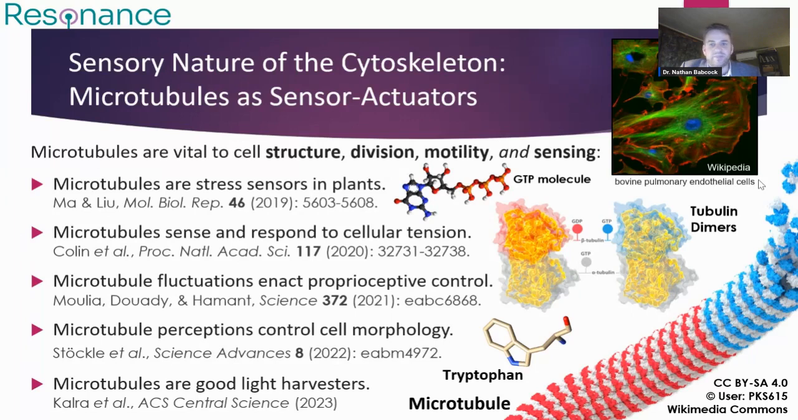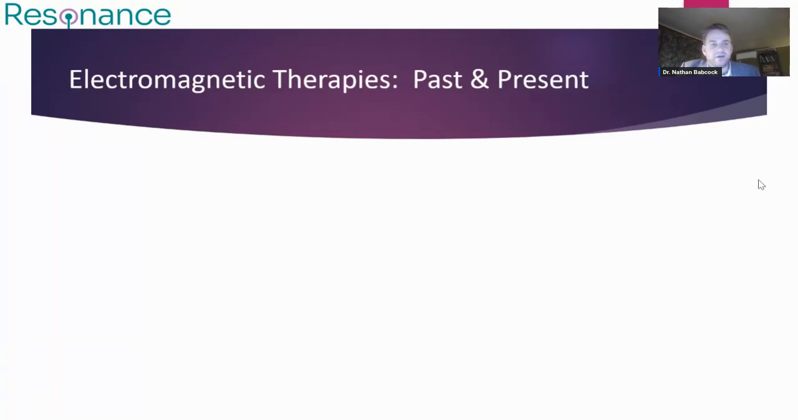Of course, the shape of the cell is very important to its own kind of inner sensation, inner knowledge, if you will, of itself. Microtubules are also good light harvesters, which shows that they have an important role to play not only in terms of the chemical and mechanical environment, but also the optical environment of the cell. Now, this is all quite significant when we begin to think about electromagnetic therapies, past and present.